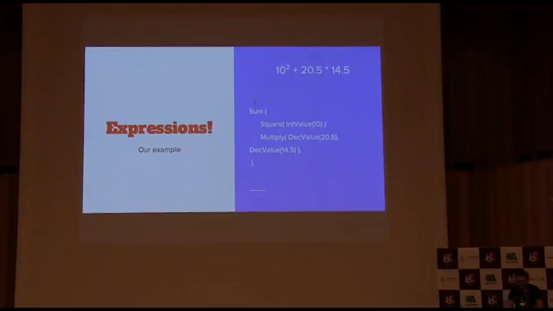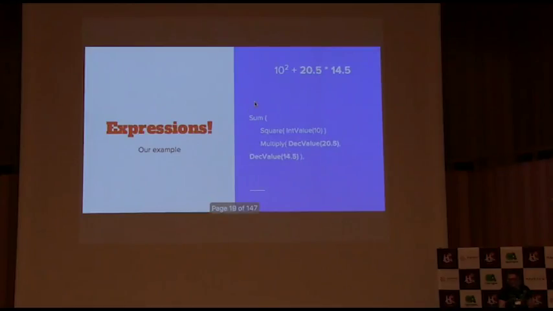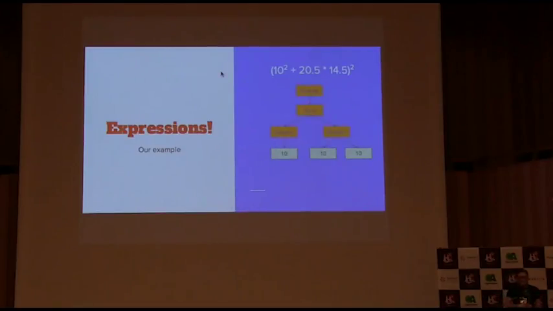So we have a sum of square of 10, and we sum it with a multiplication of 20 and a half and 14 and a half. If I want to square that whole expression, I would just wrap it up in a square. So this is my representation. Is it something you guys understand? It's a simple example, hopefully. You can think of it also as a tree, right? This is exactly what it is. The square is our root, and then we have our sum and the multiplication and all that, and our values will be our leaves within our structure.